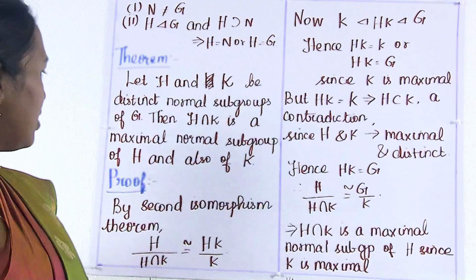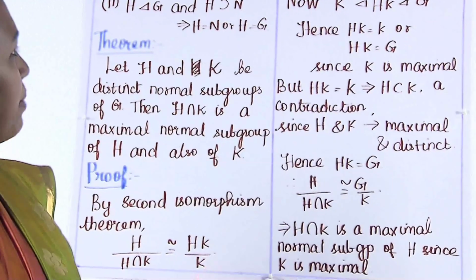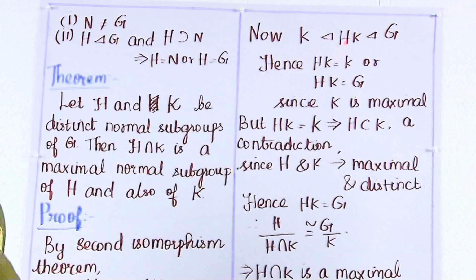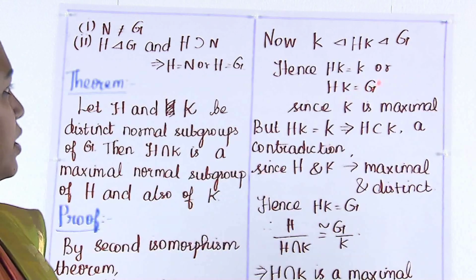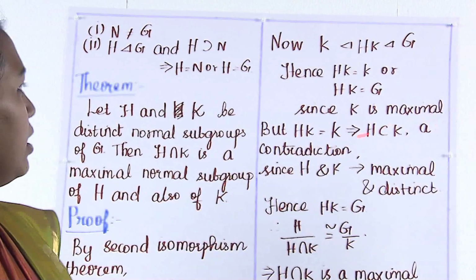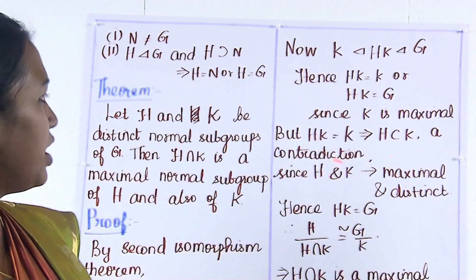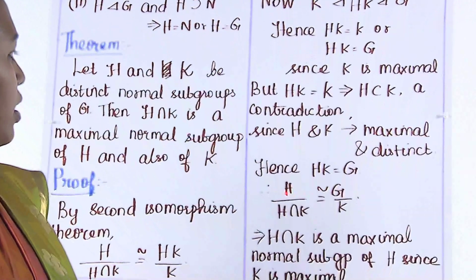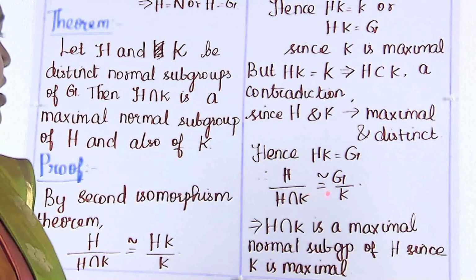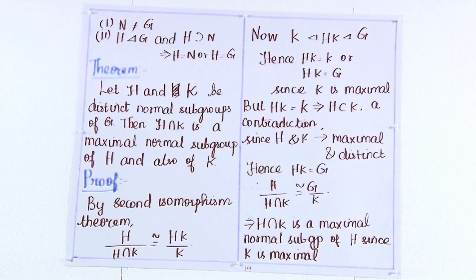The proof goes like this. By second isomorphism theorem, H by H intersection K is isomorphic to HK by K. Now K is a normal subgroup of HK, which is also a normal subgroup of G. Now HK is equal to K or HK is equal to G, since K is maximal. But if HK is equal to K, which implies that H is a subset of K, which is a contradiction. Since H and K are maximal and distinct, HK is equal to G. This implies that H by H intersection K is isomorphic to G by K, which implies that H intersection K is a maximal normal subgroup of H since K is maximal.